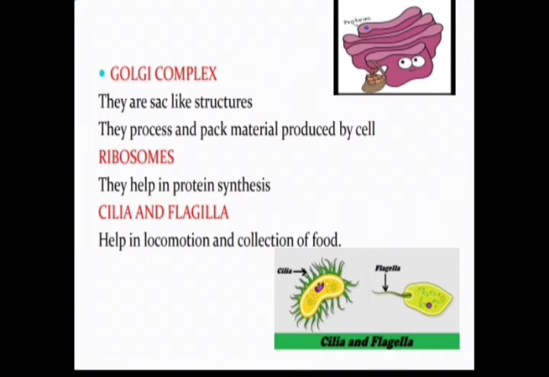Ribosome. Ribosomes are tiny granules present in the cytoplasm and also sometimes attached to the RER. Ribosomes are independent particles, like crystals scattered in the cytoplasm, and they are also attached to the rough endoplasmic reticulum. Ribosomes help in protein synthesis, and that's why they are also called the protein factory of the cell.